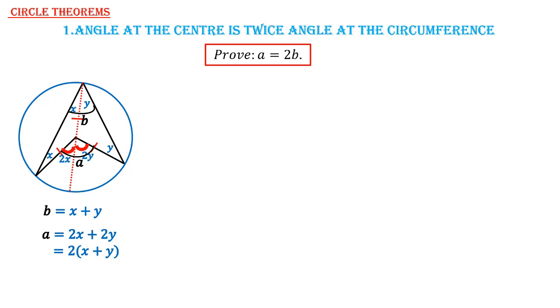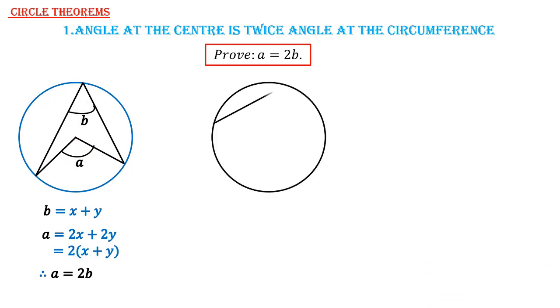So let's factor the 2 out. Therefore, we can see that our A is twice of the B. That's why we are saying that angle at the center is twice angle at the circumference. Let's look at another shape. So this is our next diagram to prove that angle at the center is twice angle at the circumference.